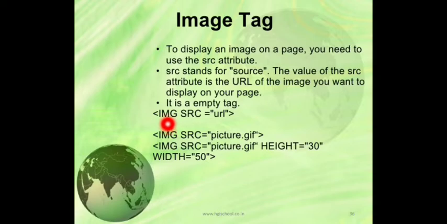Which tag do we have to use? IMG. Then space, we will write the attribute name. The attribute is SRC. SRC full form is source, equals to, and in double quotes we will write the URL. URL means the file name, the location of the file. Okay, the location of the image file with its extension. So here you can see two examples are given. IMG SRC equals to picture.gif.